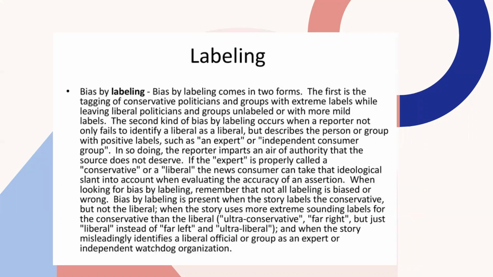Next type of bias is labeling. Bias by labeling comes in two formats. The first is tagging of certain groups, and the second is when false definitions are presented about the other side. So in the first case, something is labeled as positive. So they keep telling you that this is a good thing. So those people are heroic, they are doing something good, and it can repeat.